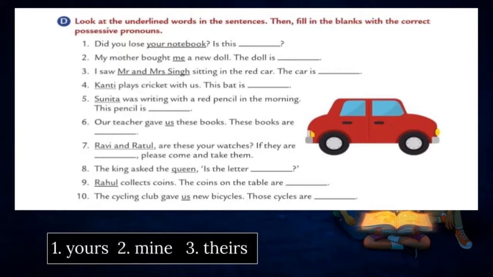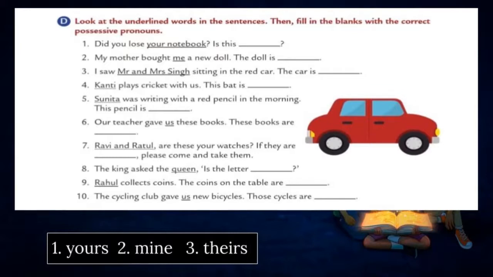The answer is yours. And the next one is, my mother bought me a new doll. The doll is dash. They underlined me. So what is the possessive pronoun? Yes, my mother bought me a new doll. The doll is mine. And the third one, I saw Mr. and Mrs. Singh sitting in the red car. The car is dash. So what is the answer for the third one? Mr. and Mrs. Singh, so two nouns are used here. So what is the possessive pronoun for them? Yes, the answer is theirs.